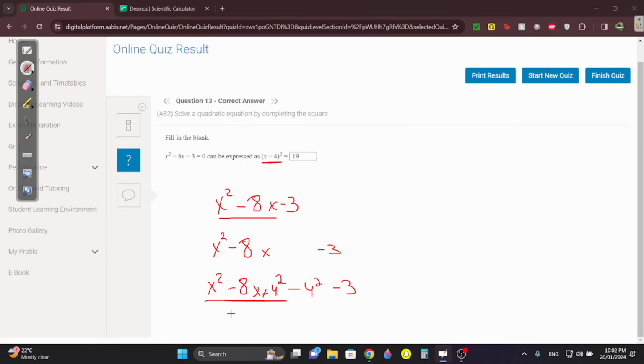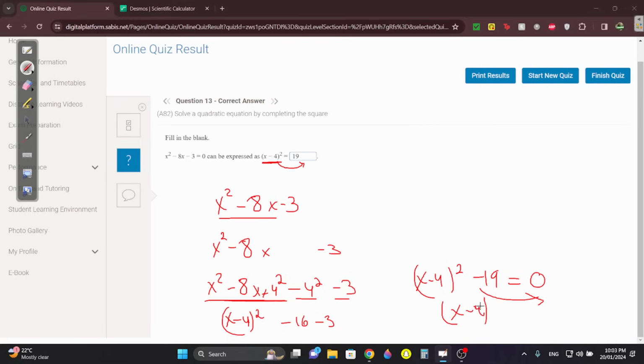Then you factor these three, you get x minus 4 squared. Okay, and then you'll be left with minus 4 squared minus 3. So minus 4 squared, which is minus 16, minus 3. So it becomes x minus 4 squared minus 19 equals 0. They want you to take it to the other side. So take negative 19 to the other side. It's x minus 4 squared equals 19. Okay, like this.